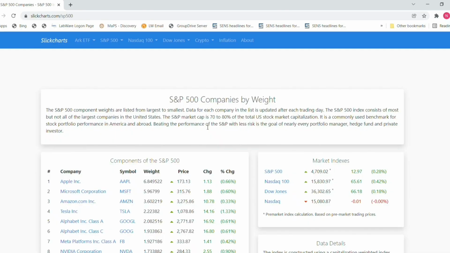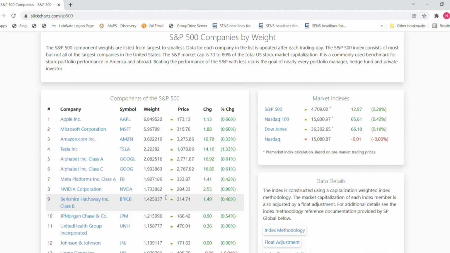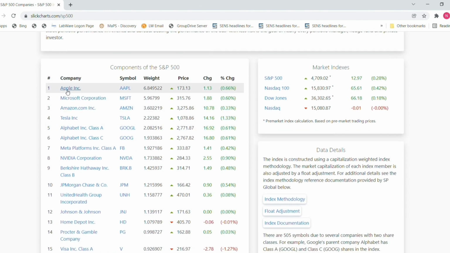If you buy the S&P 500 ETF, for example, you know that it is a basket of the USA's 500 largest companies. So I went onto this website. I'll leave the link in my description. It's called Sleek Charts, and these are all the components or all the companies that make up the S&P 500 ETF. Number one is Apple.